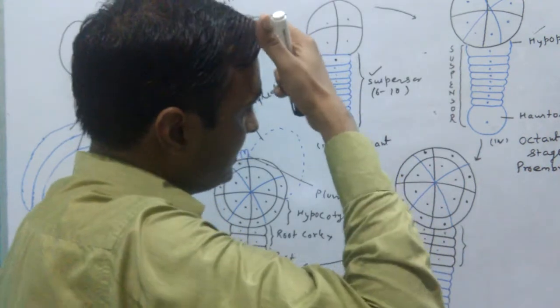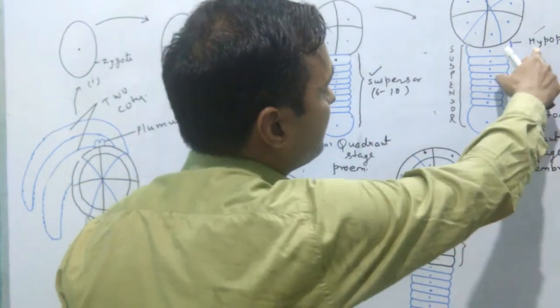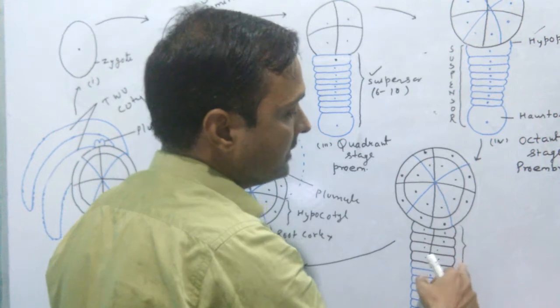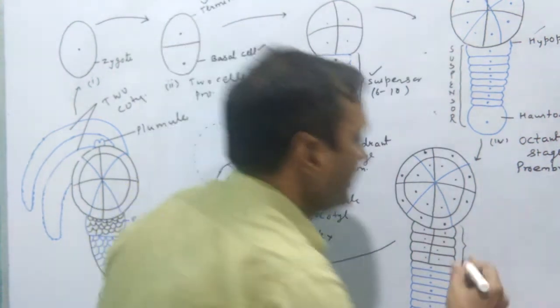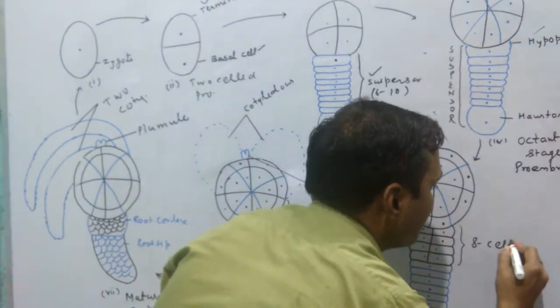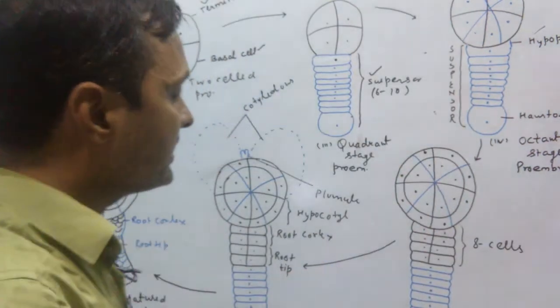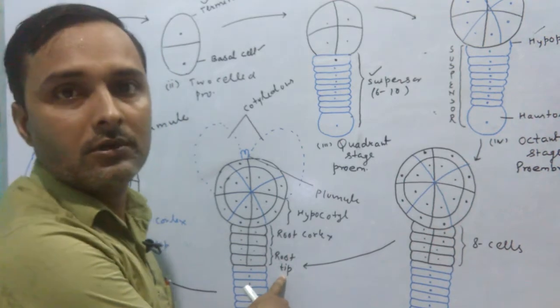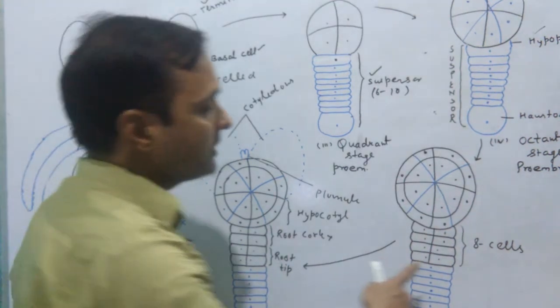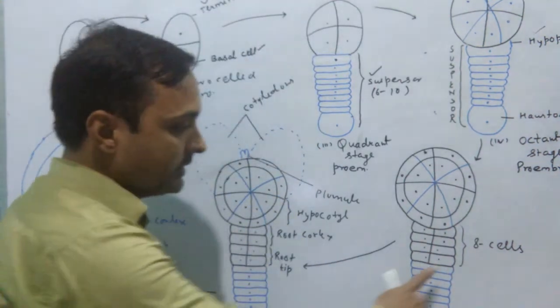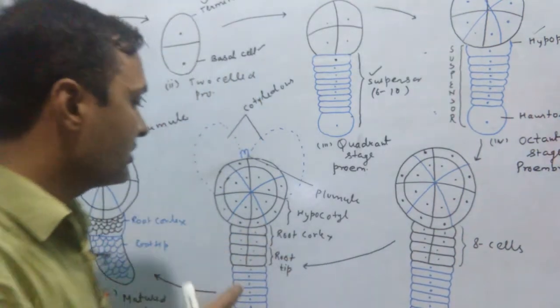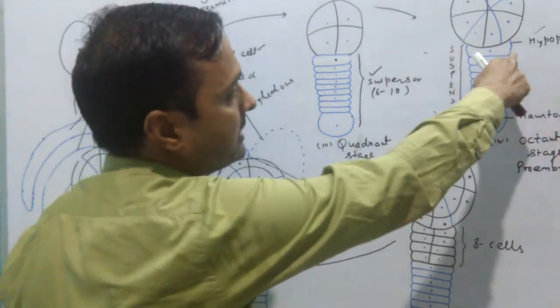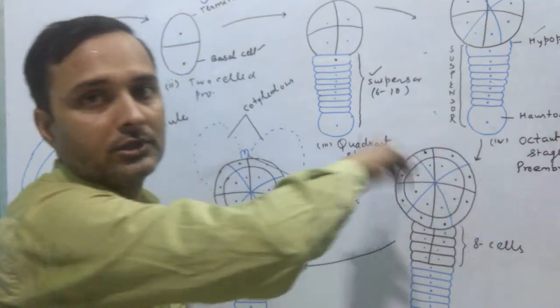Okay. Now see, the hypophysis further divides and forms 8 cells. Out of 8 cells, the upper 4 cells will give rise to the root cortex, and the lower 4 cells will give rise to the root tip. Now see, this long chain is known as suspensor, and the first cell of the suspensor is known as hypophysis, and the last cell is known as haustorial cell.